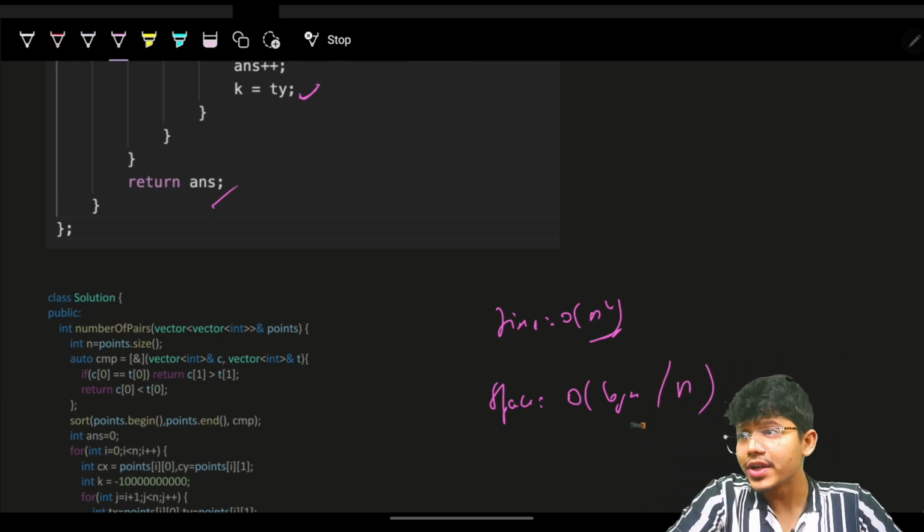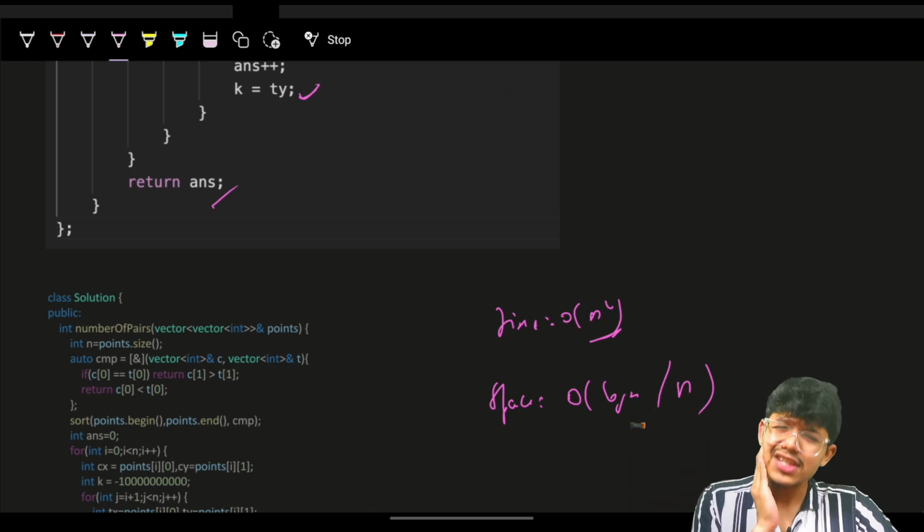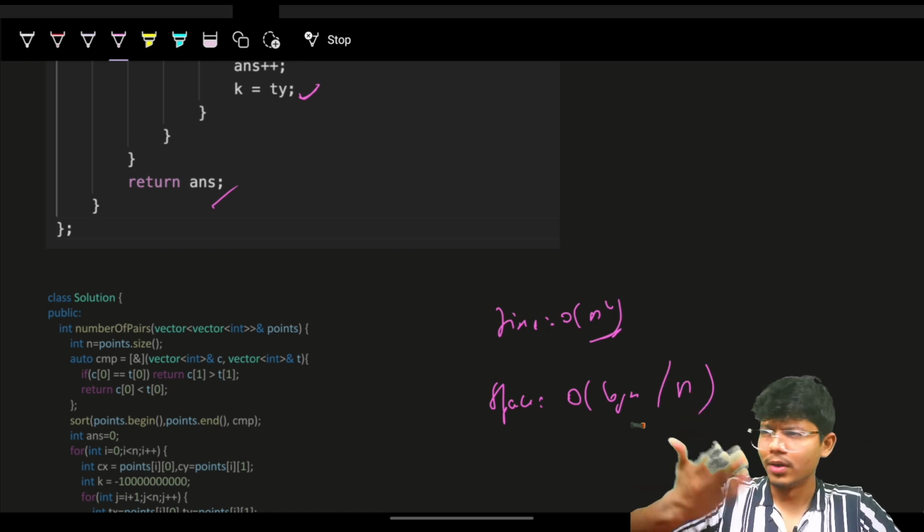It was actually a good question, but not that hard as you have been seeing in the last few contests. But yeah, it was a bit tricky to figure out the sorting and stuff. But yeah, it was a good problem of sorting and geometry.